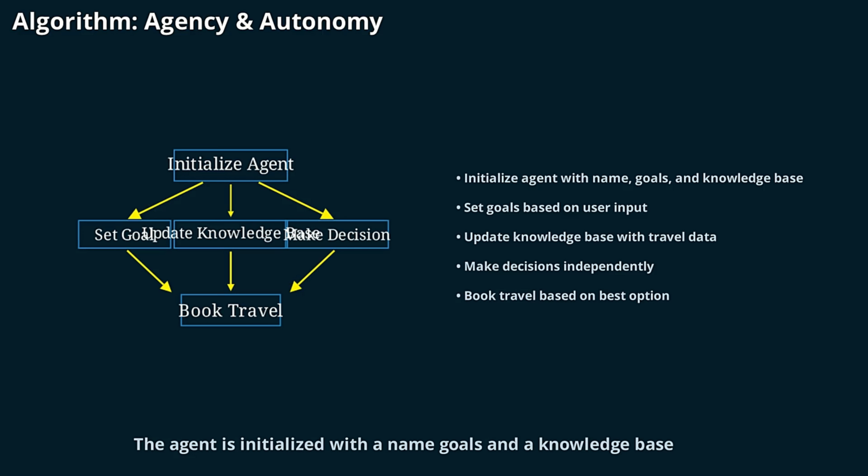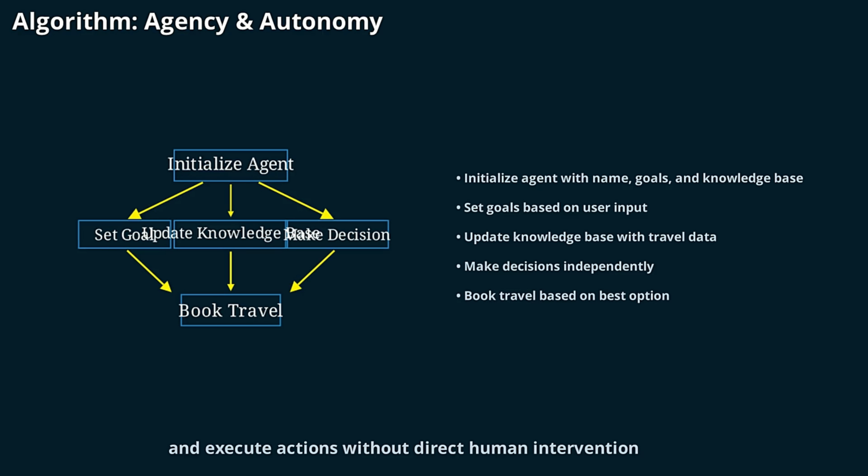The agent is initialized with a name, goals, and a knowledge base. It can set goals, update its knowledge, make decisions, and book travel independently. This structure demonstrates how agency allows the agent to act on behalf of the user, while autonomy enables it to make decisions and execute actions without direct human intervention.